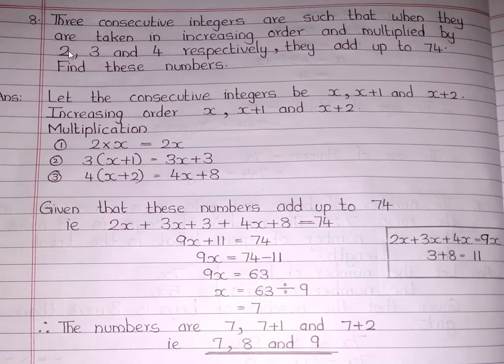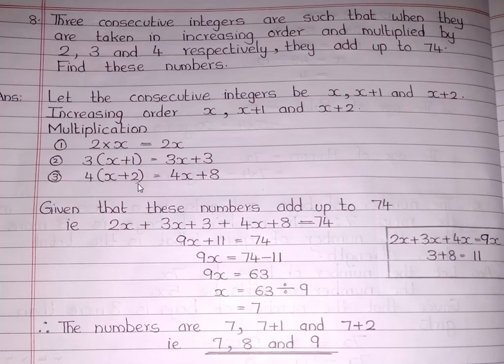Multiplication. The first one you are multiplying with 2, the second integer you are multiplying with 3, and the third integer you are multiplying with 4. So 2 into x is 2x, 3 into x plus 1 is 3 into x plus 3 into 1, 3x plus 3. 4 into x plus 2 is 4x plus 8. Where is 8 coming from? 4 into 2. Don't forget to multiply the second number also.